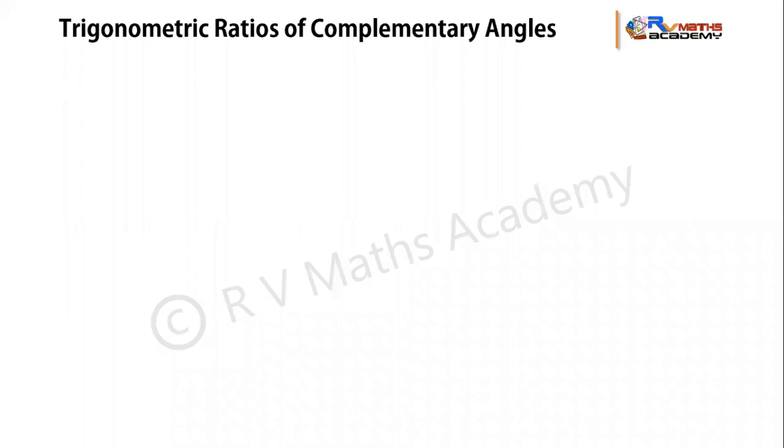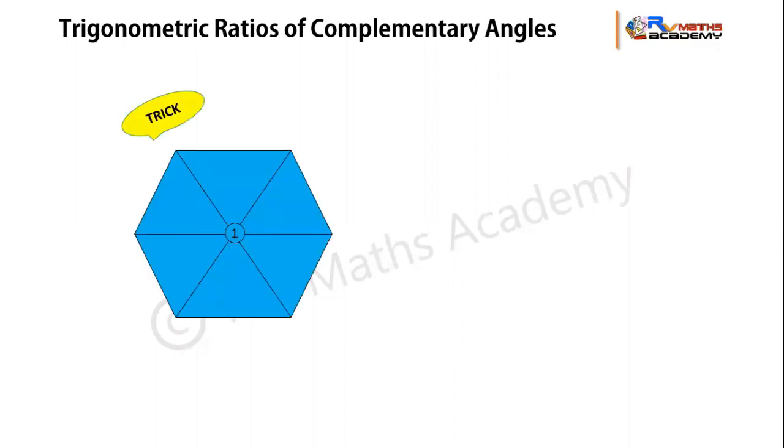Now, do you know what are complementary angles? Yes. Complementary angles are those angles whose sum is 90 degrees. So first we are going to just develop a relation between the trigonometric ratios of complementary angles. We know that the trigonometric functions have a special relation with the complementary angles. So first we are going to study it with the help of a super hexagon trick.